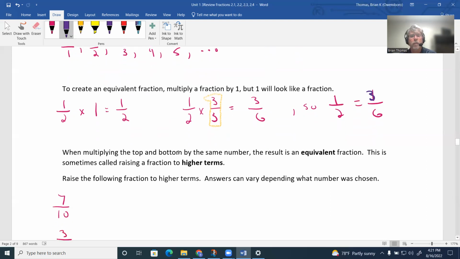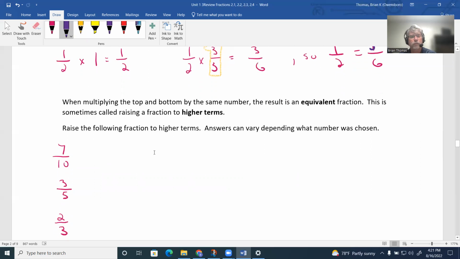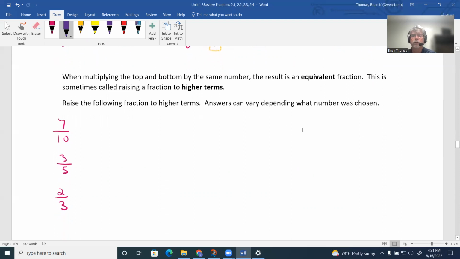So when you multiply the top and bottom by the same number, this will always result in an equivalent fraction, a fraction that means the same thing. This is sometimes called raising a fraction to higher terms. So if I want to raise the following fraction to higher terms, all I have to do is multiply the top and bottom by a chosen number. To keep it simple, I'm going to multiply the top and bottom by 2. That would give me 14/20. That would be an example.